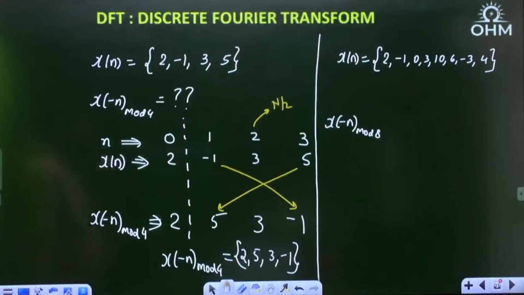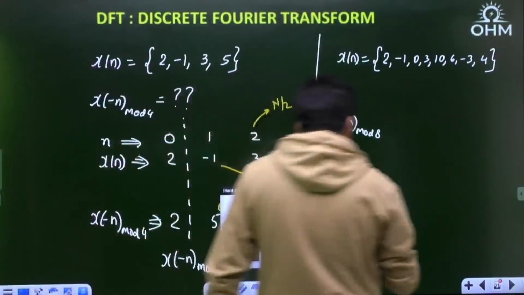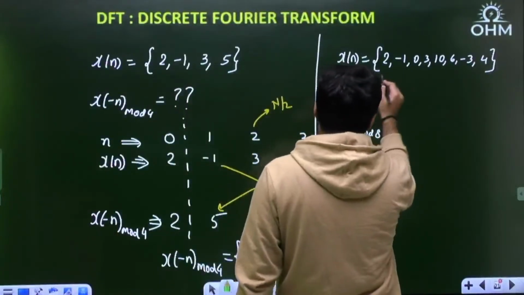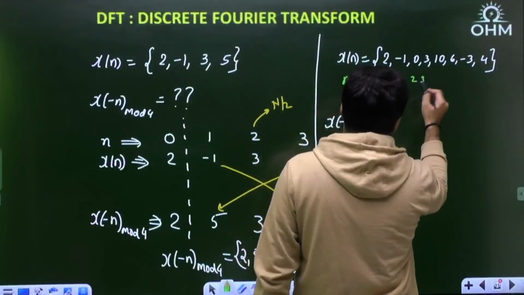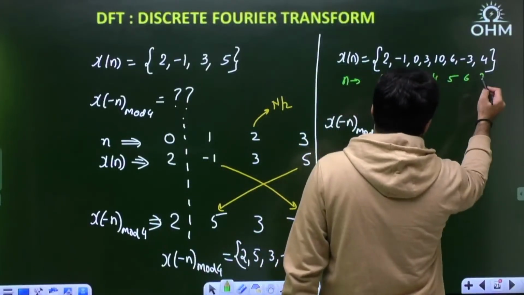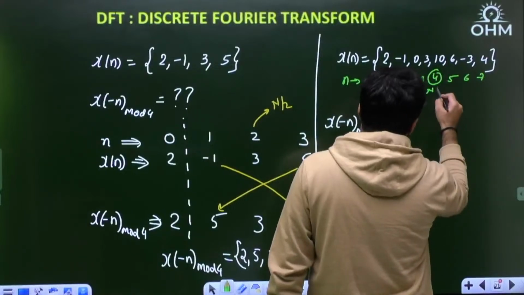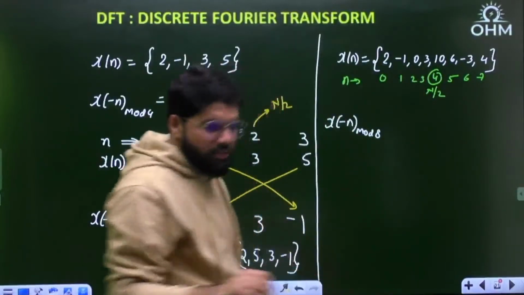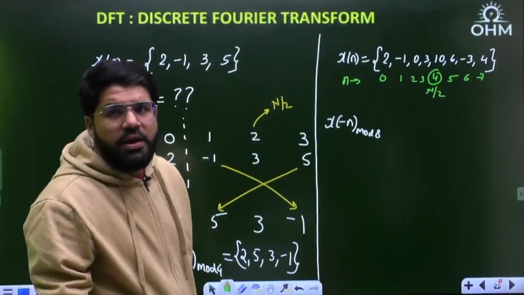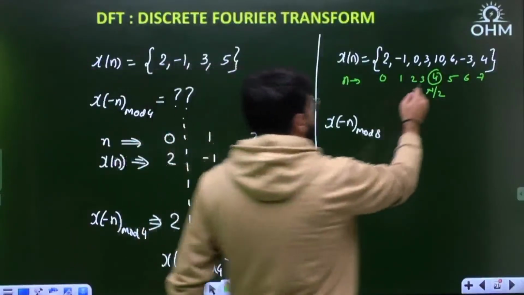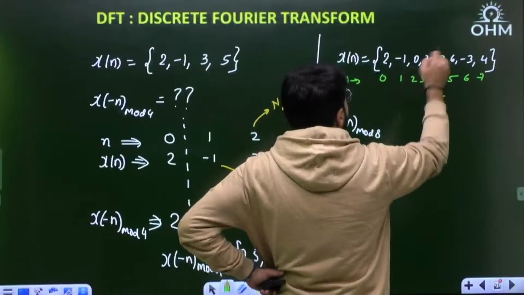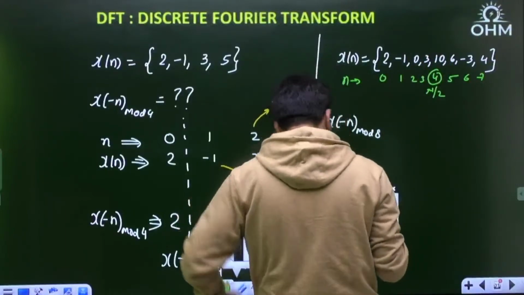Okay, so let's write down to see what are the values of n. If I again write down n here, this is origin. 1, 2, 3, 4, 5, 6, 7. This is the important one. This is n by 2, because if n equals 8, n by 2 becomes 4. So this is the n by 2 point. Correct? This is the n by 2 point, which is equal to 10.